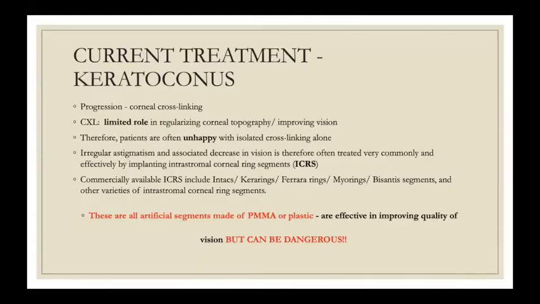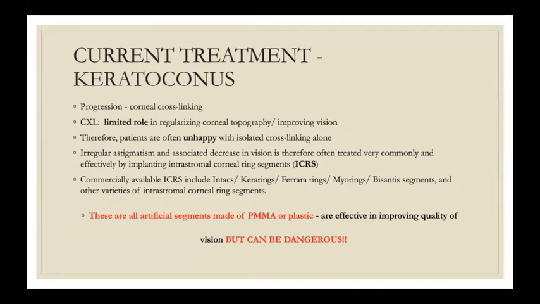We know that in the current treatment of keratoconus, cross-linking plays a huge role. But despite playing a huge role, it also has a limited role, because regularization of corneal topography or improvement of vision is not much contributed by cross-linking. So even though it limits or stops progression, patients are often unhappy with isolated cross-linking alone. This is because these patients have huge amounts of irregular astigmatism and a decrease in vision, which is not treated by cross-linking.